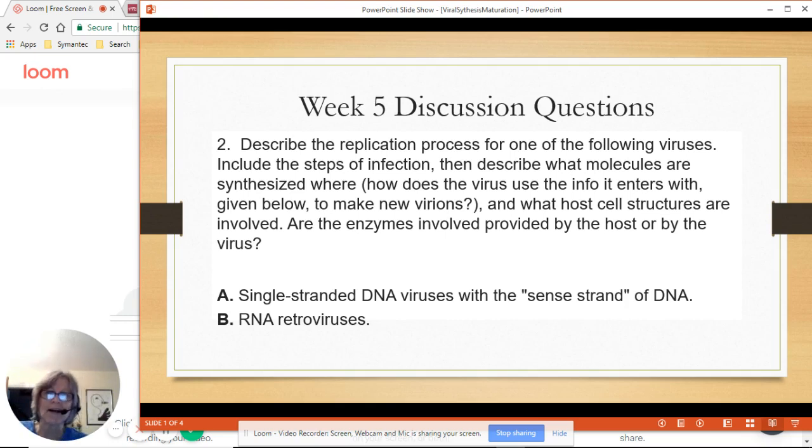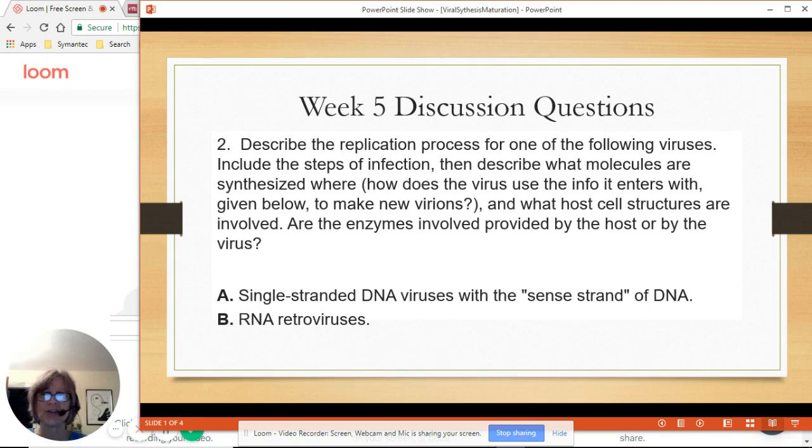So week 5 discussion question number 2 talked about describing the replication process for one of the following types of viruses, either a single-stranded DNA virus or an RNA retrovirus. We could do this with any type of virus: single-stranded DNA, double-stranded DNA, a single-strand RNA with the reading strand or with a negative strand of RNA, or a retrovirus, which is lysogenic.